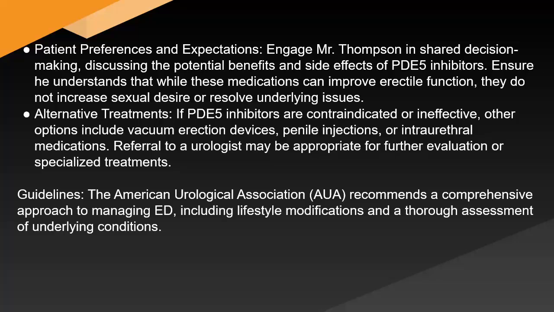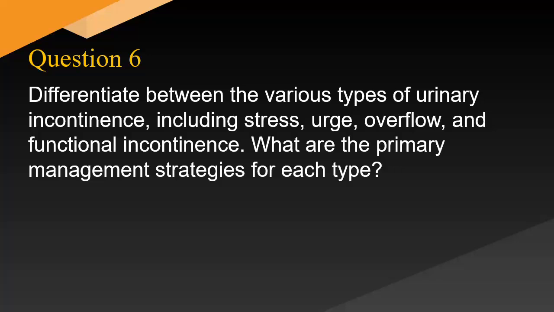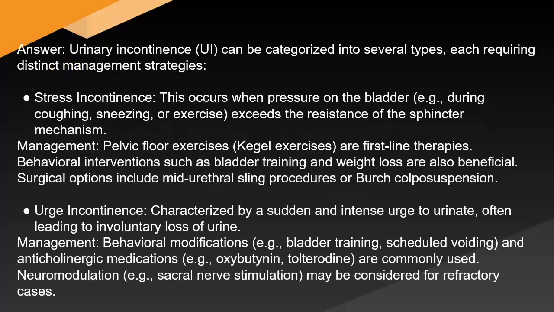Differentiate between the various types of urinary incontinence, including stress, urge, overflow, and functional incontinence. What are the primary management strategies for each type? Answer: urinary incontinence (UI) can be categorized into several types, each requiring distinct management strategies. Stress incontinence. This occurs when pressure on the bladder, e.g. during coughing, sneezing, or exercise, exceeds the resistance of the sphincter mechanism. Management. Pelvic floor exercises, Kegel exercises are first-line therapies.